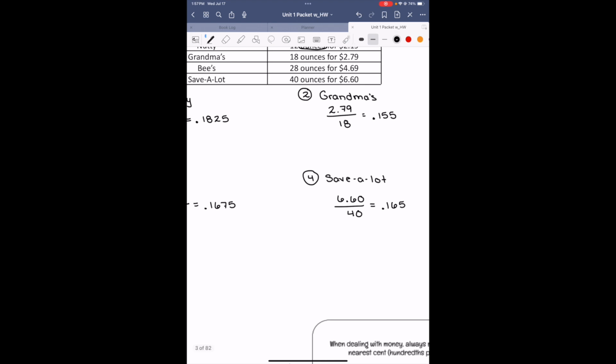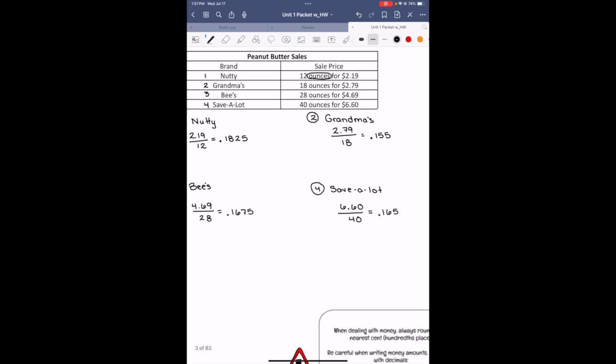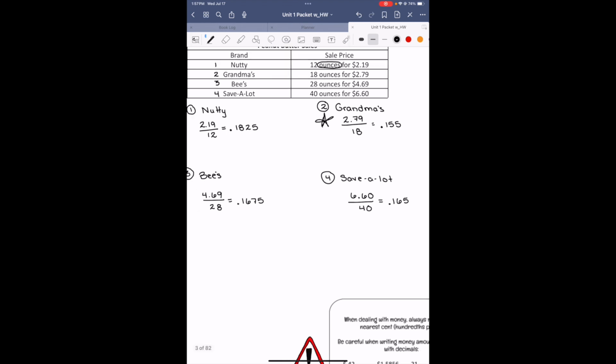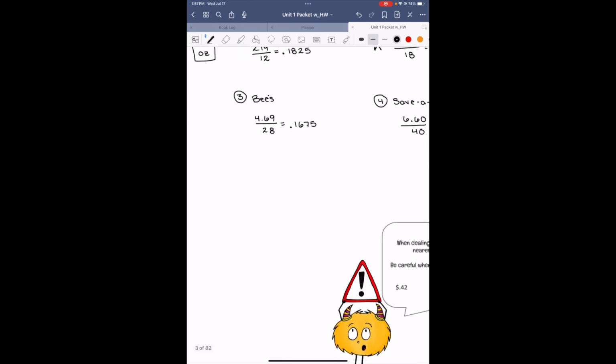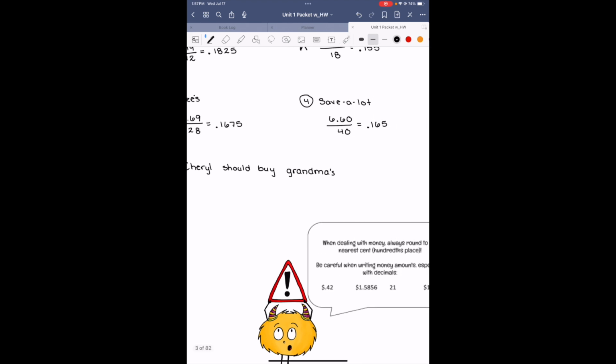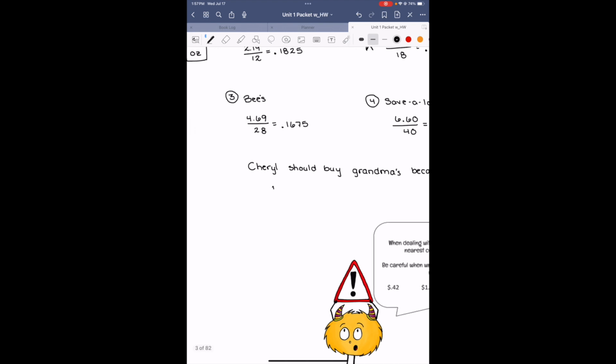Now when I look at all 4 of them, the cheapest one is going to be Grandma's peanut butter. So now it's asking us which brand she would buy. So we're going to say Cheryl should buy Grandma's because it is cheaper per ounce.